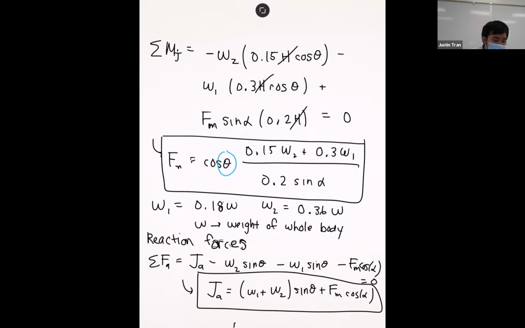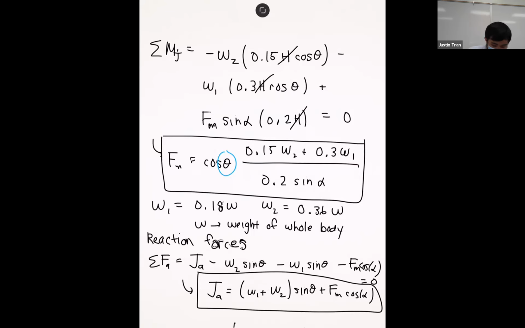Because what we'll see is that the muscle force has to pull the upper body back, and that's going to put a compressive force on your lumbar spine. What this force here represents is that compressive force, and basically how much stress your lumbar spine is going to be put under.